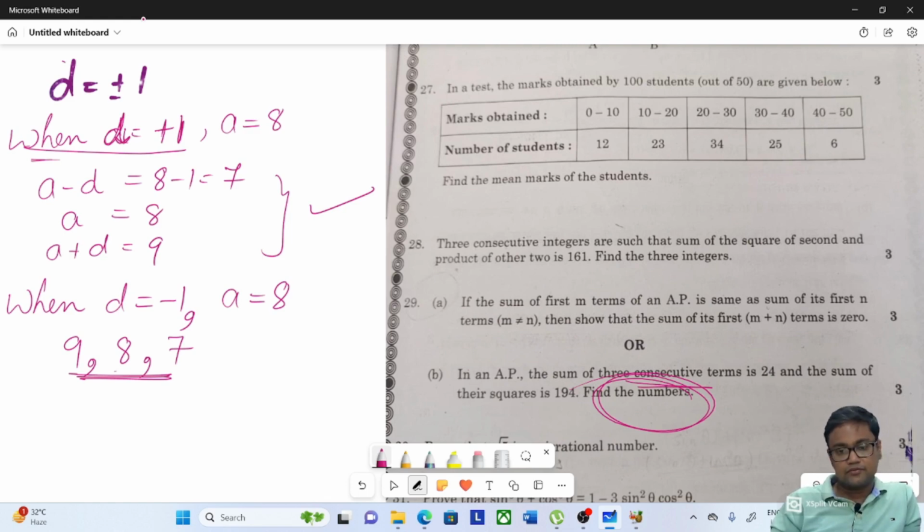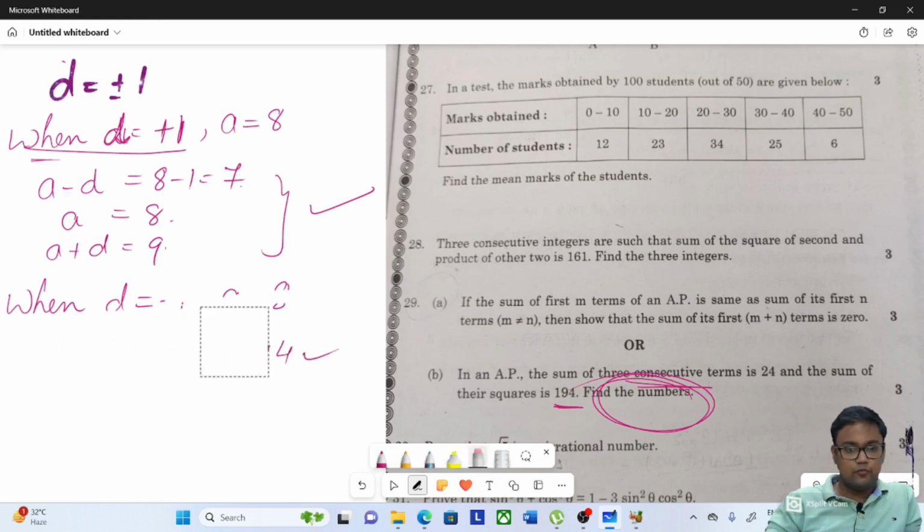the numbers in reverse, but they justify this observation that सबका sum करेंगे तो 24 आता है, 9 plus 8 it is 17 plus 7 is 24, and सबका स्क्वायर का भी सम करते हैं children, तब भी हमारे पास कितना आएगा? 194 ही आएगा. So the result is justified, you do not have to do much here.